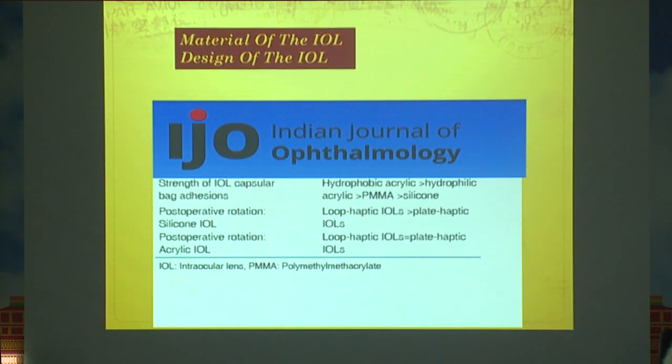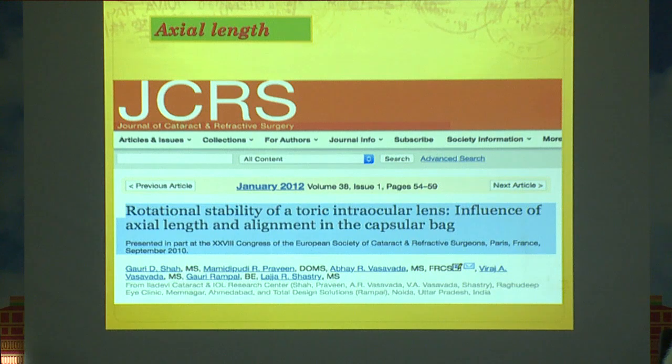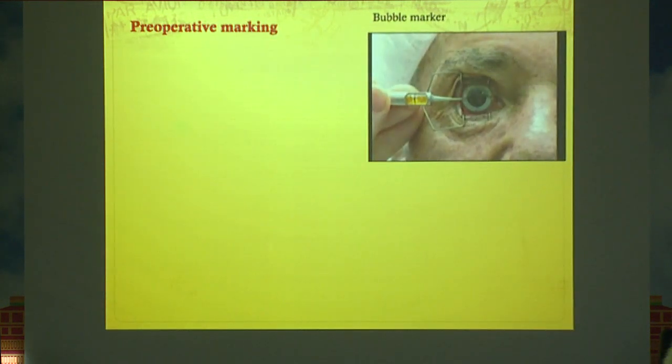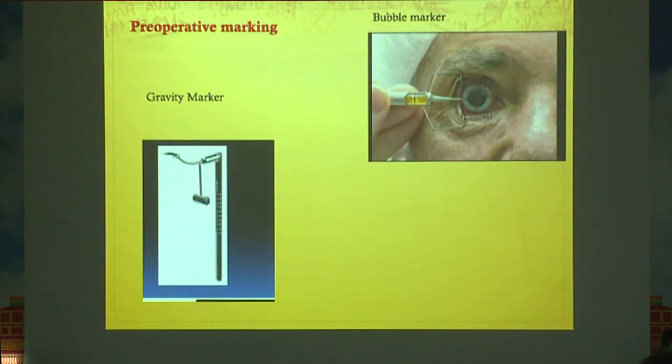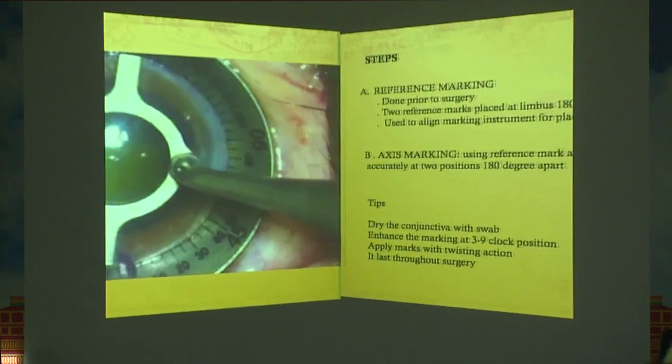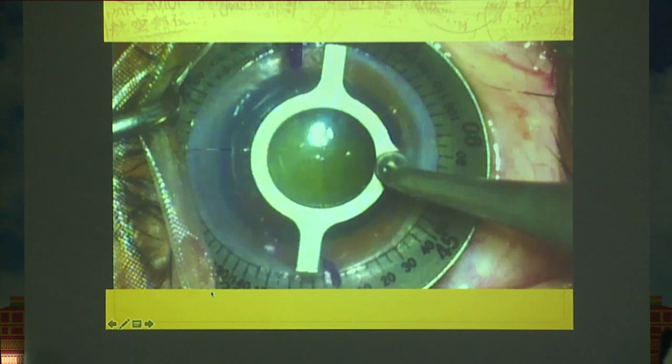Material is important, as I previously told. Rotational stability I have already told. For marking, you can use a bubble marker, which I use, and the marking should be perfect and should not be fuzzed out at the margin. A gravity marker is also available, which I have not used till now. Reference marking should be done to mark the 180 degree and 90, and before the marking, the cornea should be dry. Enhance the marking at the 3 and 9 o'clock position. Apply the marker with a twisting action, and it lasts throughout the surgery. And this is the marking, just a couple of minutes.